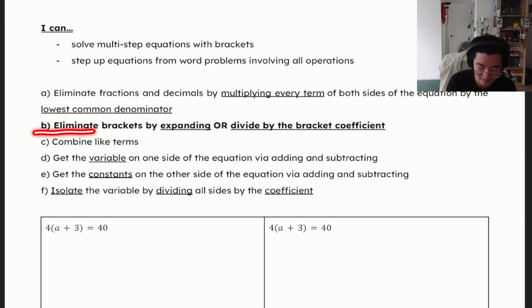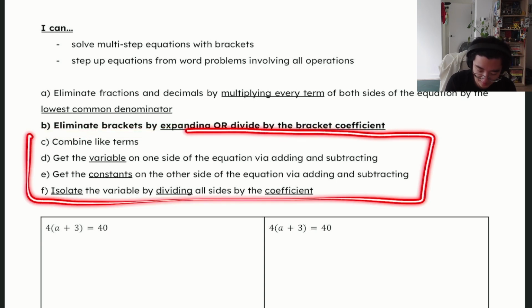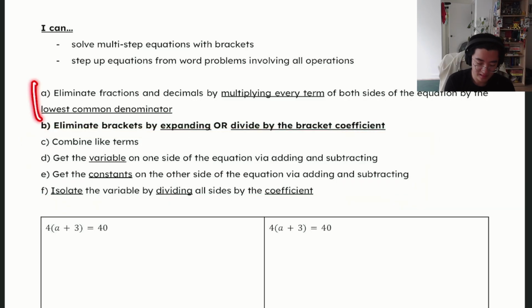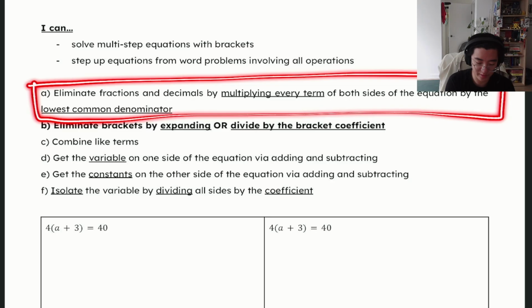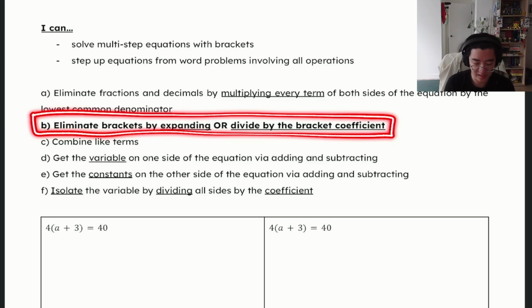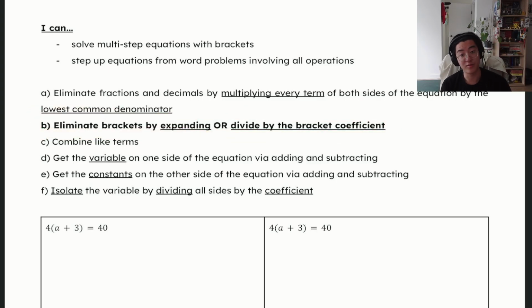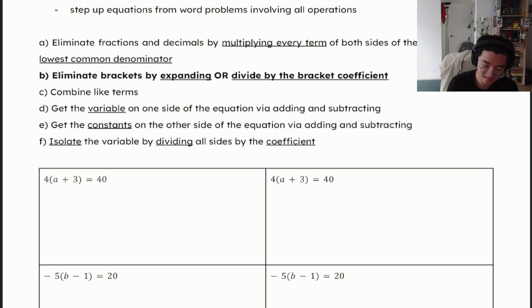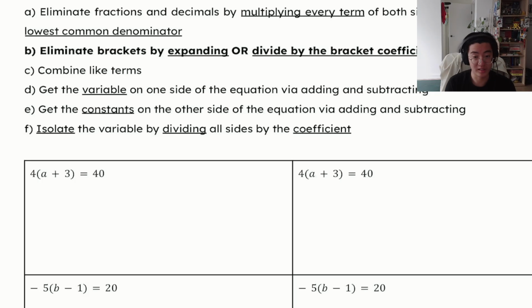So we add an extra step here. Those four steps down here are just the classic: we add and subtract first, isolate, and so on. This top one is what we did last lesson, where we get rid of decimals and fractions. So now today's step is let's just get rid of all the brackets as well while we add it. Okay, so let's take our first question here.